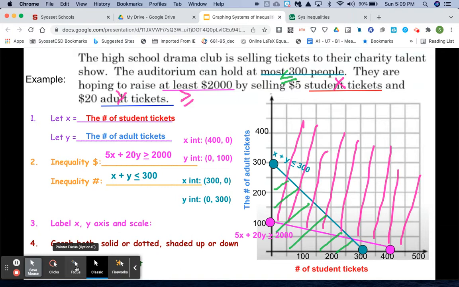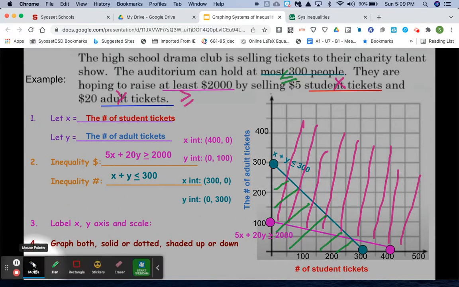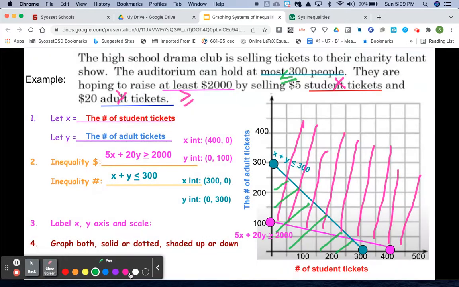Now, where's my solution set? Well, my solution set is right here in the waffle. It's between these 2 boundary lines. So to label that, I make a big, thick S.